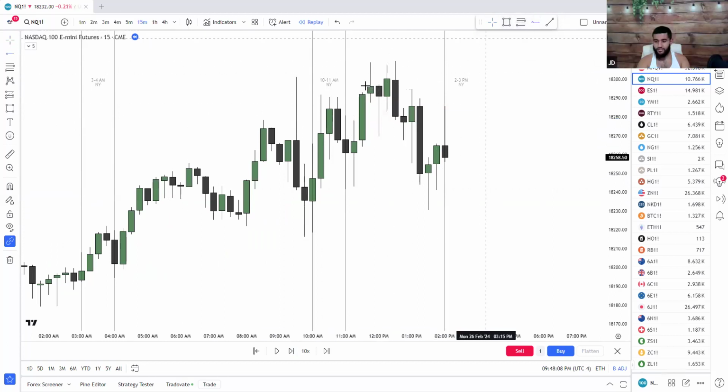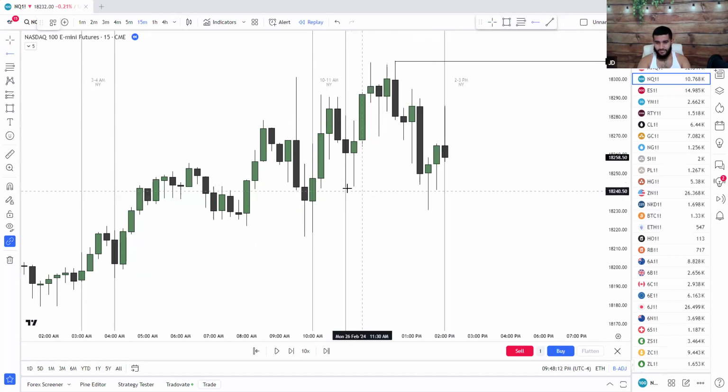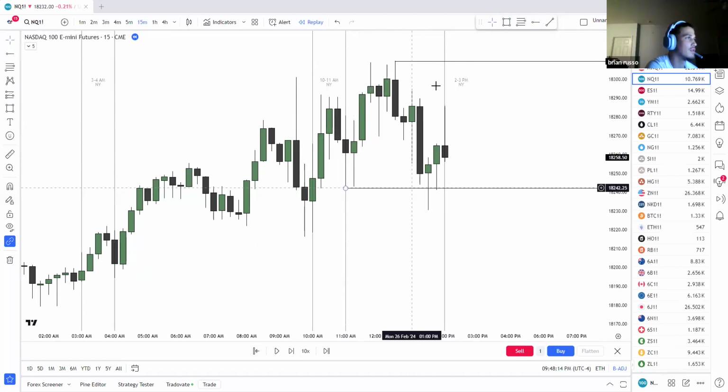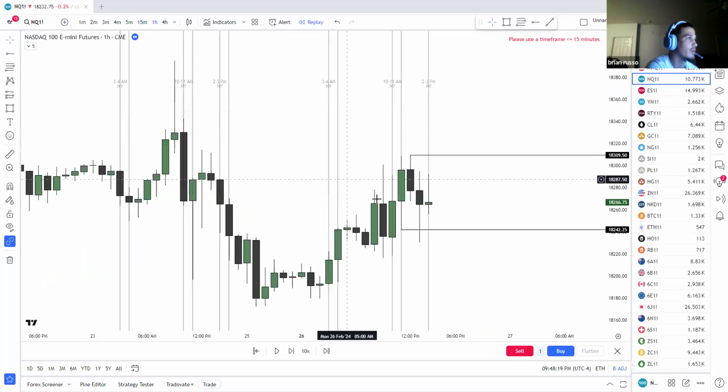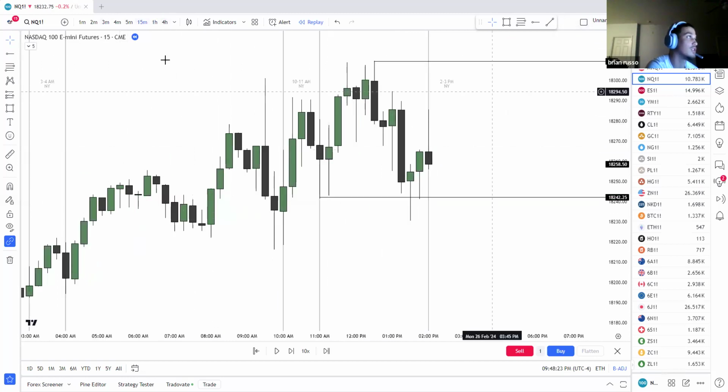Well, let's see, I think we go up. We swept these lows, so I think we go up here. I think my draw here is, and we put in an order block that we're rejecting. So 15 minute, 1 hour shows me I'm bullish.